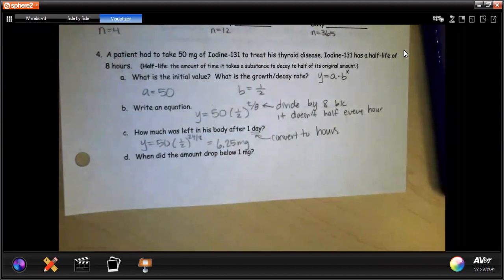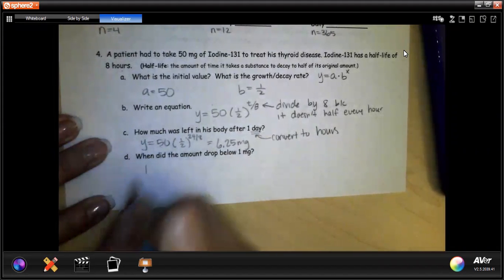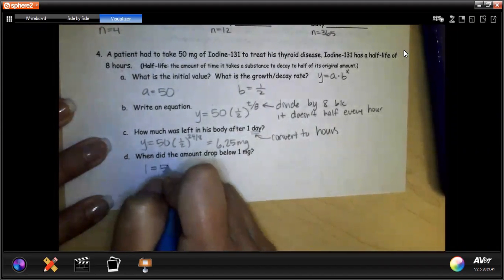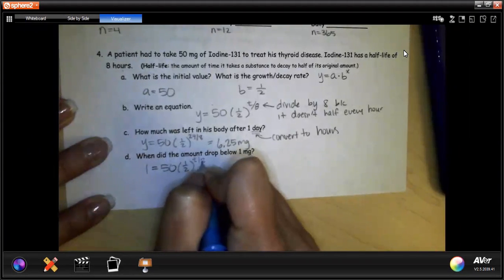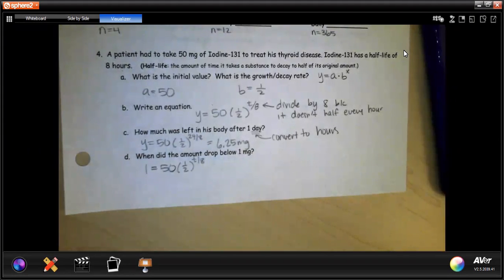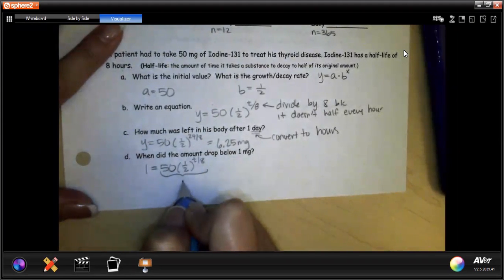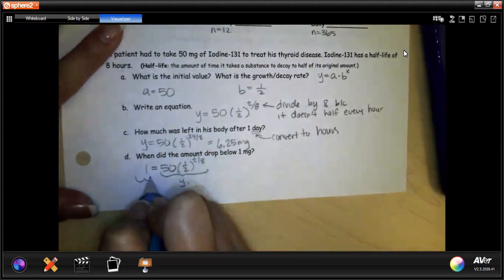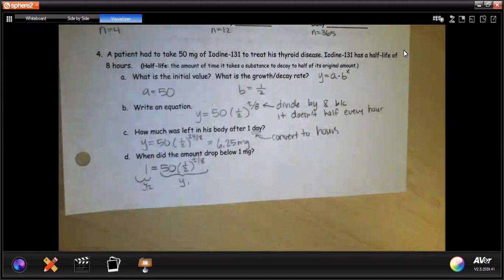All right, when did the amount drop below 1 milligram? So he wants to know when he needs to take it again, so we need to figure out when it's below the 1 milligram. In this case, they're giving us our total amount, so we would want to plug that in for the y. The initial amount stays the same, the decay factor stays the same, and our time portion stays the same. Now, since we won't learn how to solve these until we get to logs, the only way you can do this is with the calculator at this point. And so we're going to go ahead and plug this into y1 and this into y2 to find the intersection where it is that amount.